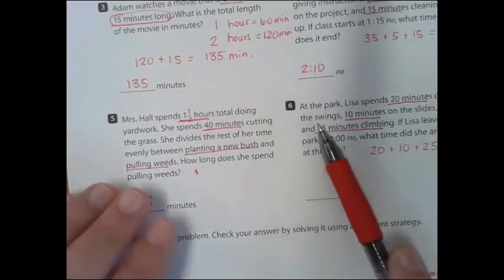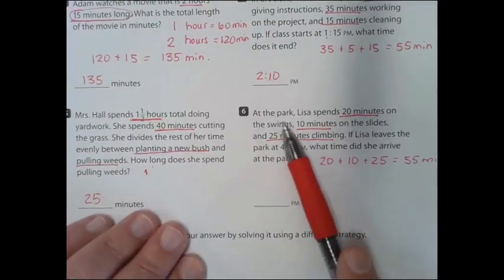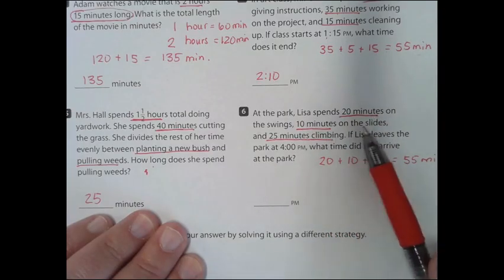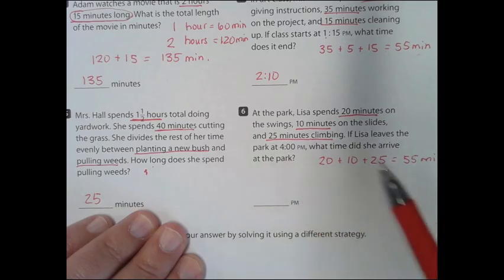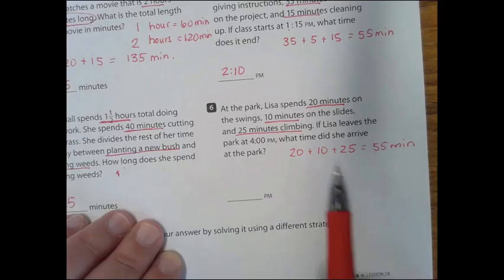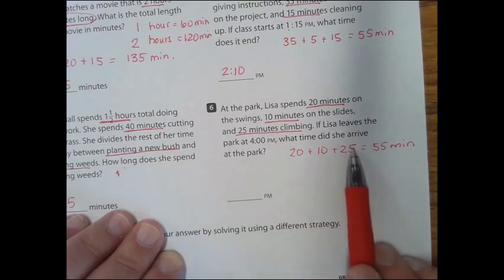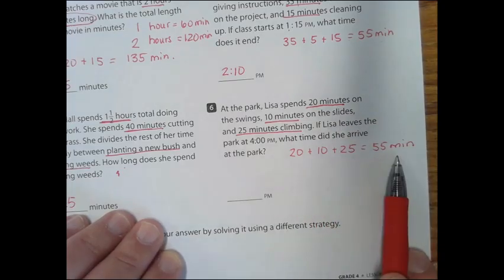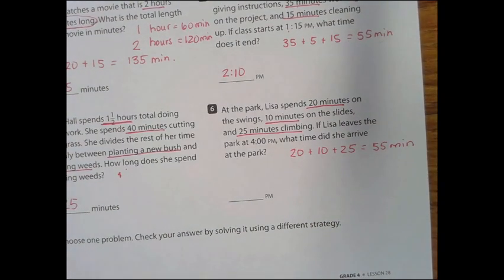Okay, so number 6, we're talking about Lisa at the park, and she spends 20 minutes on the swings, 10 minutes on the slides, 25 minutes climbing. If she leaves the park at 4, what time did she arrive at the park? So again, I added all the time she spent at the park, and that was 55 minutes total time at the park. And the clock is what's coming up next.